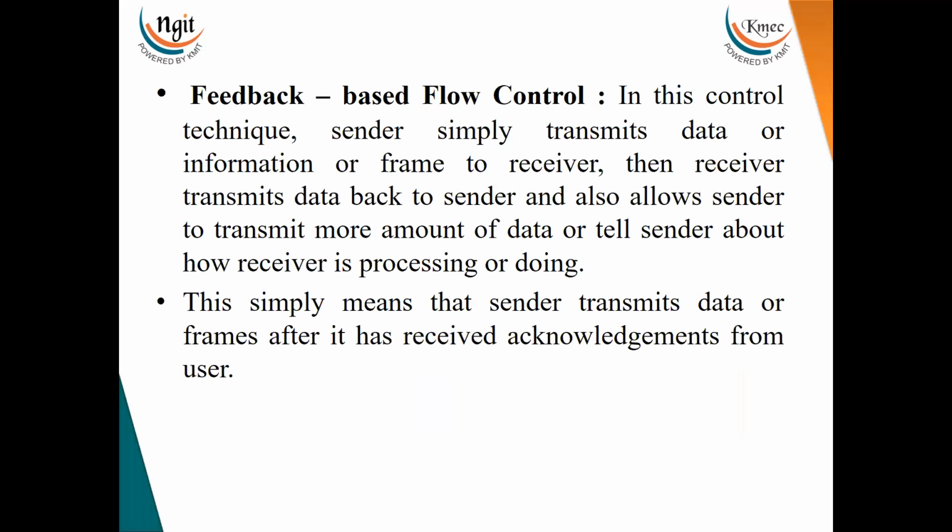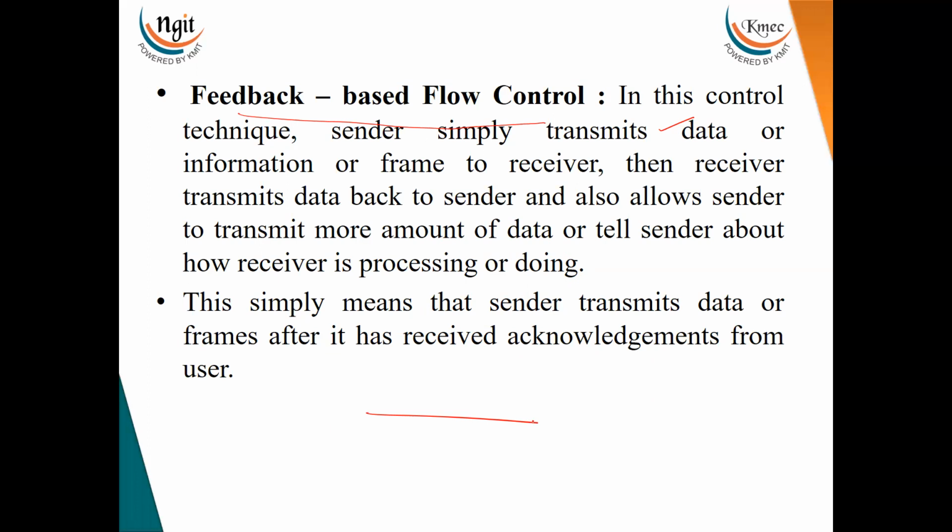Now we'll see what is meant by this feedback based flow control. In this control technique, the sender simply transmits the data, one after the other, data or information or frames to the receiver. The receiver sends data back to the sender and allows the sender to transmit more data, or tells the sender how the receiver is processing. That means the sender transmits data or frames after it receives the acknowledgement from the receiver.